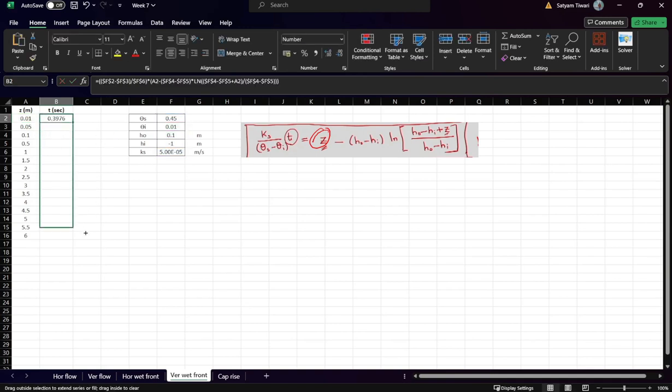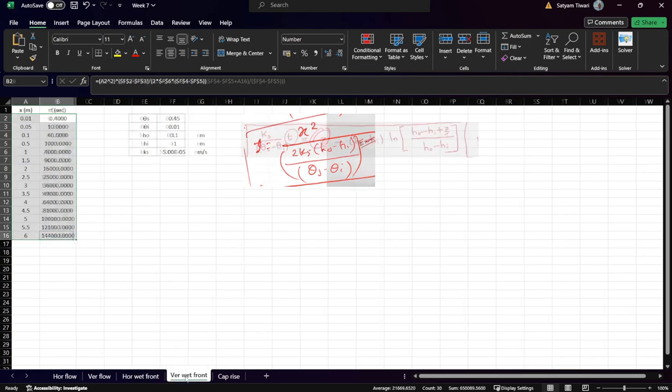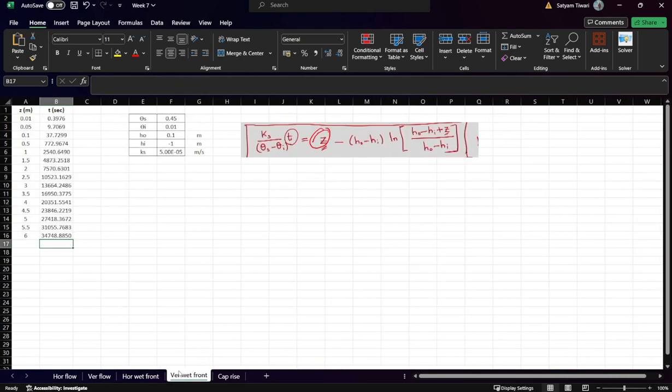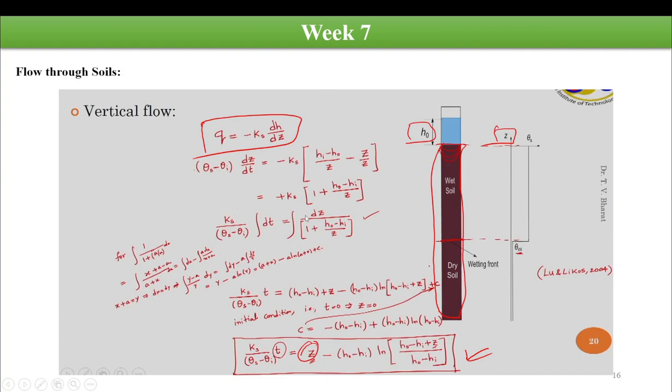So the timestamp you can obtain for each depth of the wetting front, okay, each distance of the wetting front in the vertical direction, that's here. So you see, for the horizontal one, you can also determine the position of the wetting front, and for the vertical one, you can also determine the position of the wetting front, right? Using these expressions.